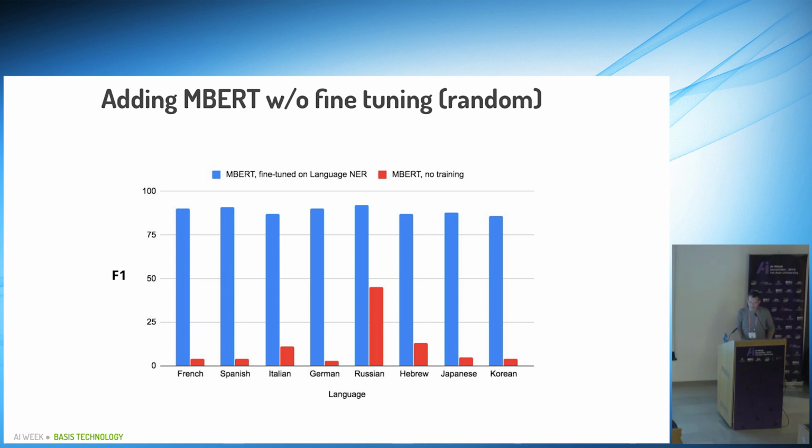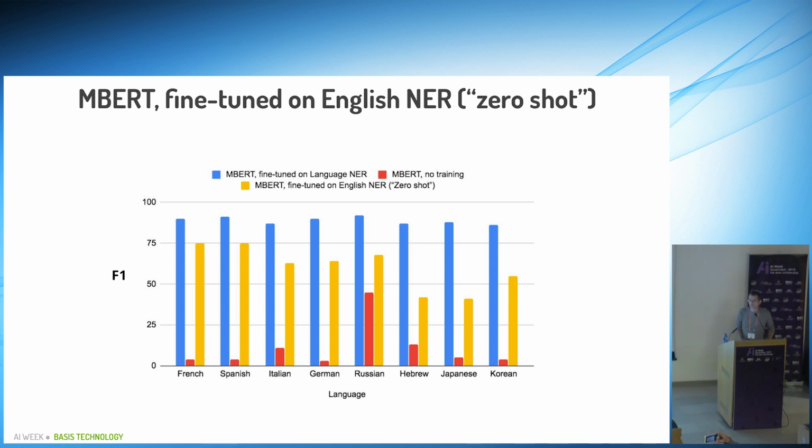But here, we took MBERT and we fine-tuned it only on English. Okay, so no other languages, only English, annotated data that we have only for English. And then we predicted names for all the other languages. And we evaluated the English-tuned model on all these 8 languages, and those are the yellow bars. And you can see that at least for French and Spanish, it's getting closer to the blue bars. And that's pretty exciting, right? You clearly see that for Hebrew and Japanese and Korean, it's not that good.